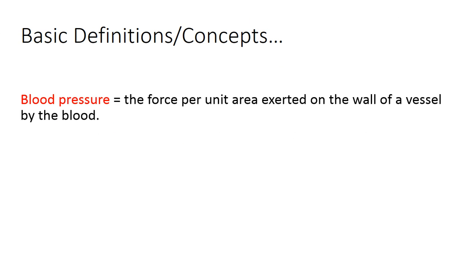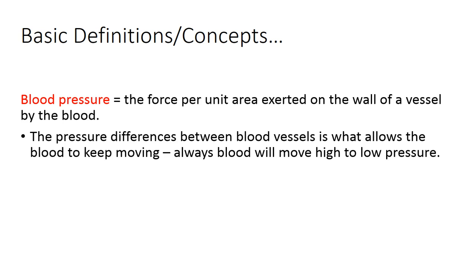So basic definitions: blood pressure is the force per unit area exerted on the wall of a vessel by the blood. So when the heart pushes blood through with pressure, that blood is going to exert a pressure against the blood vessels. We talked about in the arteries how they're designed to be able to handle that pressure. Pressure difference between blood vessels is what's going to allow it to flow. So blood, like everything else we've talked about, goes from high to low pressure. Blood goes from high to low.